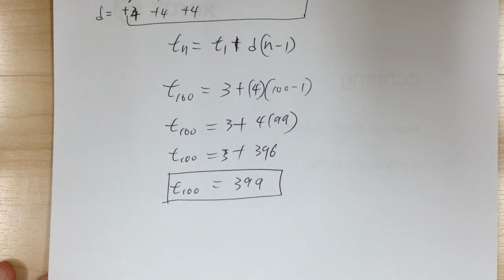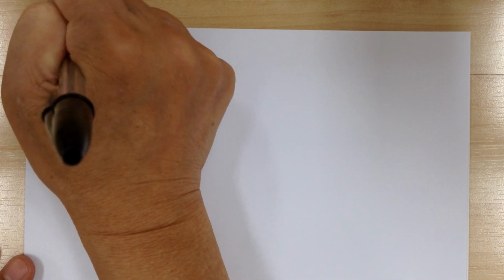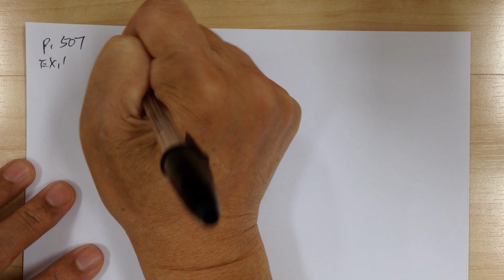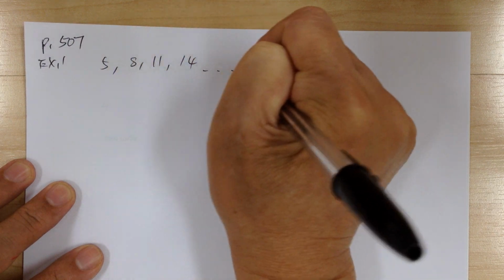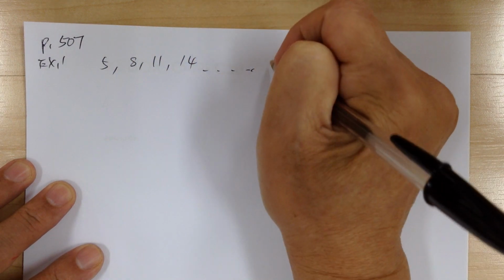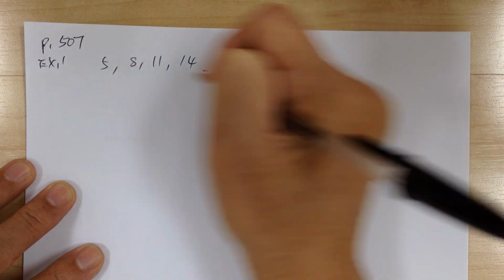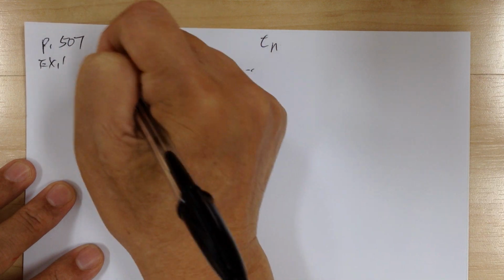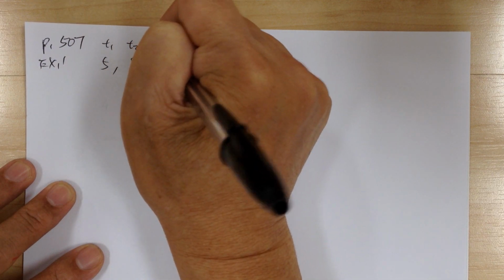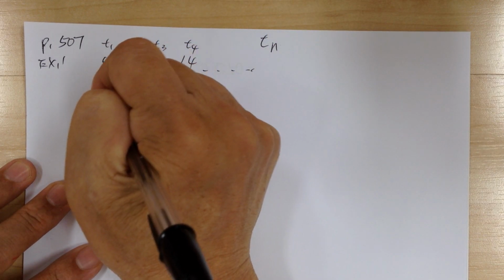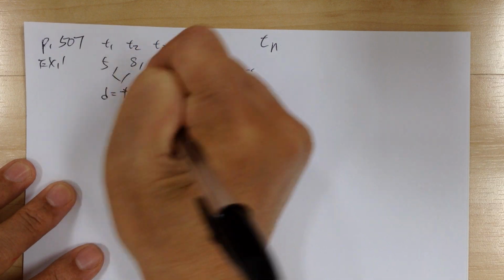Let's go to example 1. You have 5, 8, 11, 14, and so on, and you're looking for the nth term, T of n. This is T1, T2: T1 means first term, T2 means second term, third term, fourth term, and T of n. Looking at the sequence, d equals plus 3.